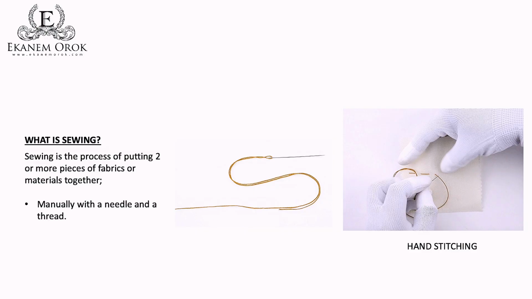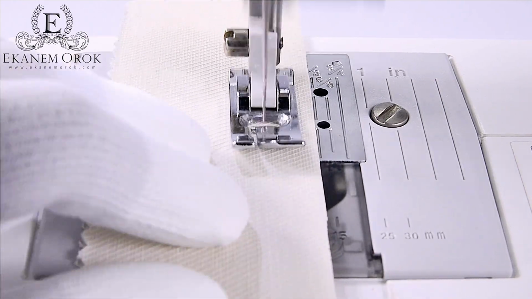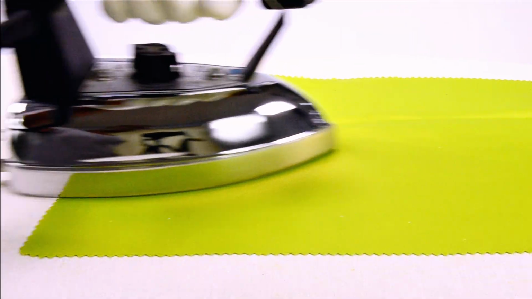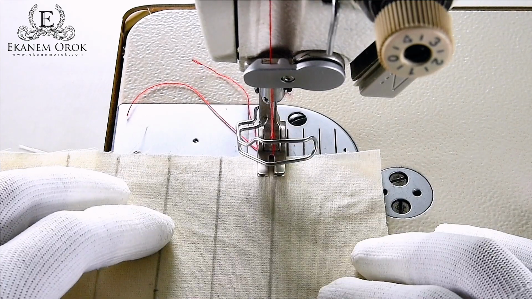In section 7, you will learn the basics of sewing, hand stitches, machine stitches, the basics of sewing machine, the basics of ironing, fabrics, textile, and garment prototype sewing.